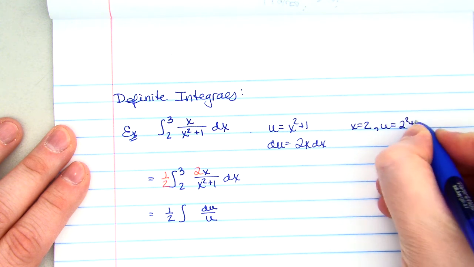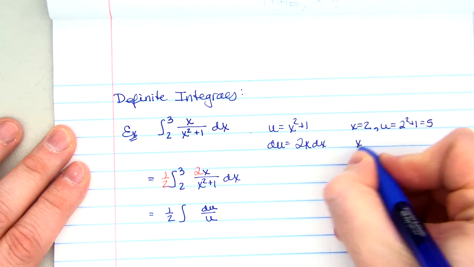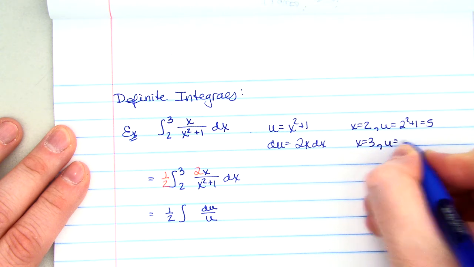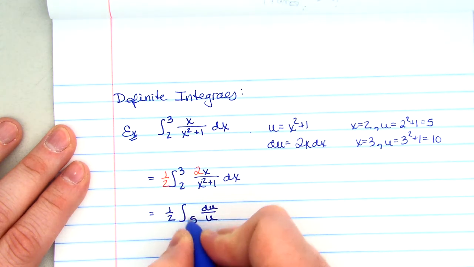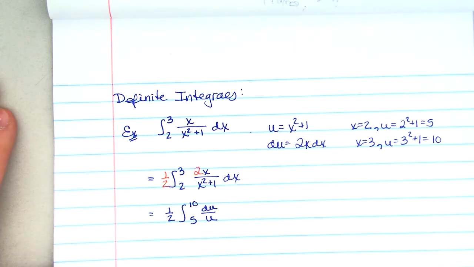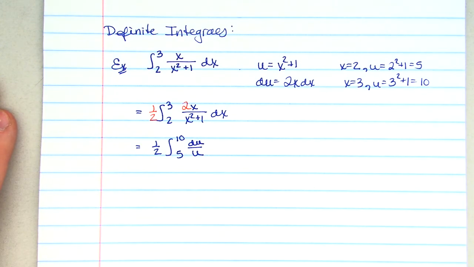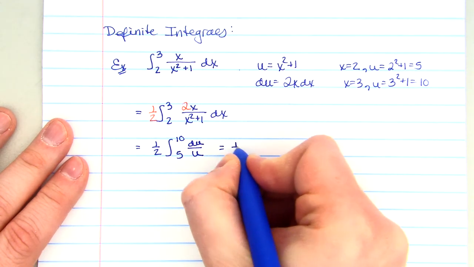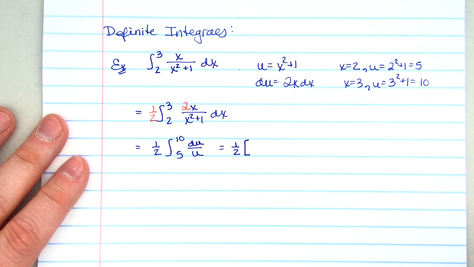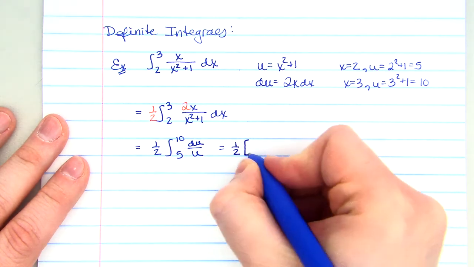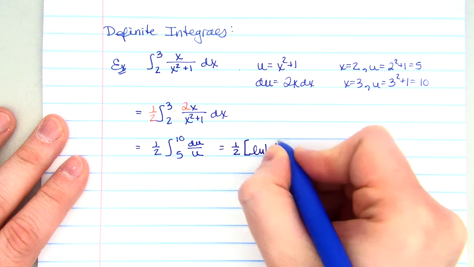5. 2 squared plus 1 is 5. When x is 3, u becomes 10. Okay. So I'm really integrating this from 5 to 10. And maybe we'll just keep going together with this one. This is 1/2 times, okay, let's do the antiderivative. Antiderivative of 1 over u du? Natural log, the absolute value, okay, all that stuff.